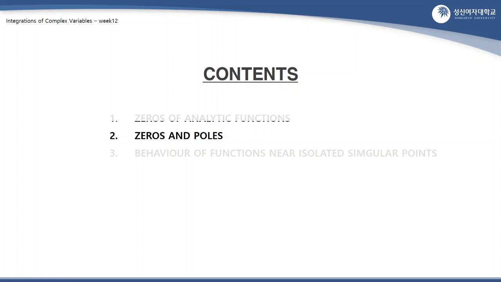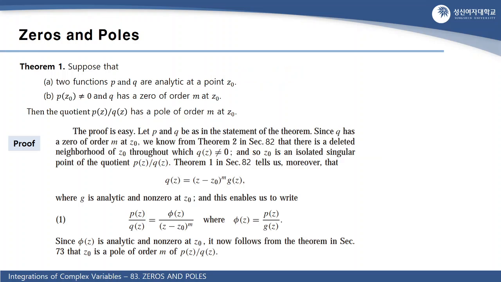Second part, second section: zeros and poles. First, look at example 1. Suppose that two parts hold. First is A: two functions P and Q are analytic at a point z naught.